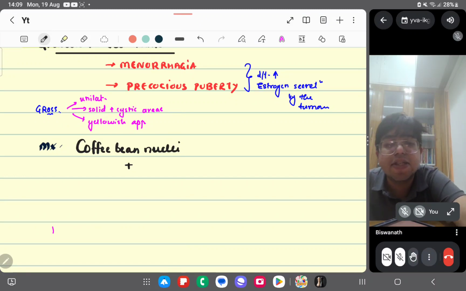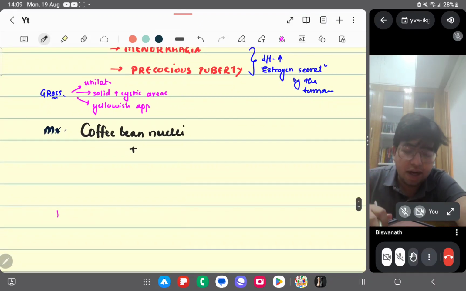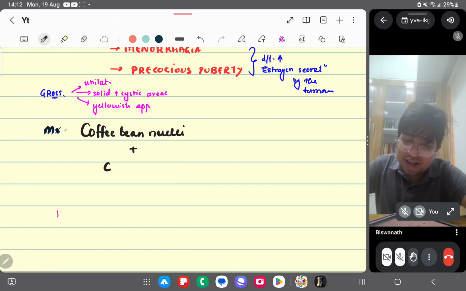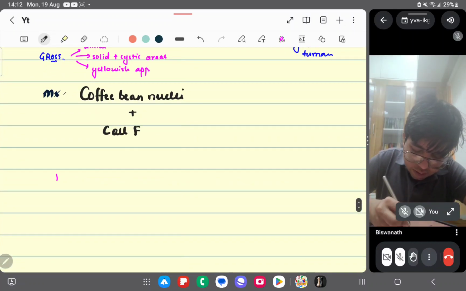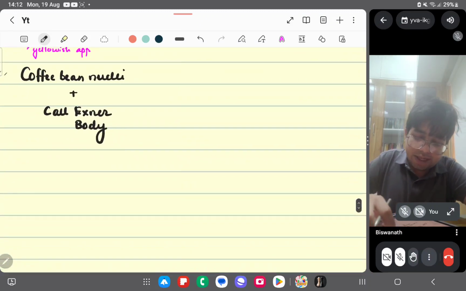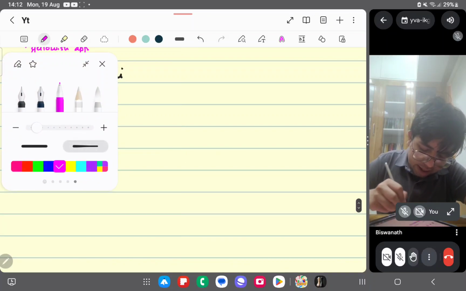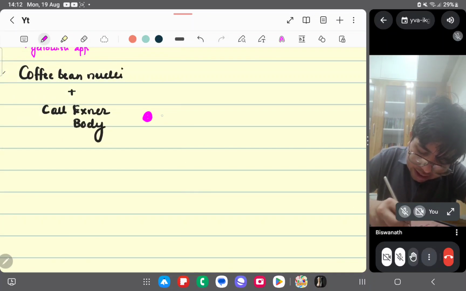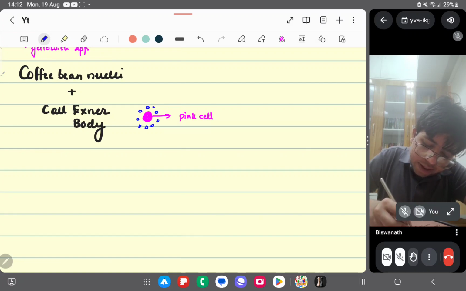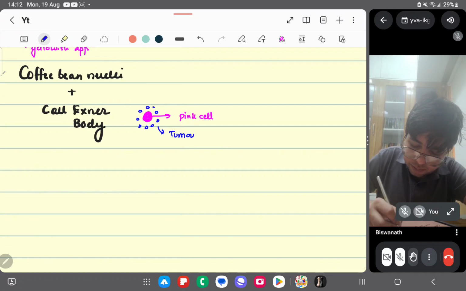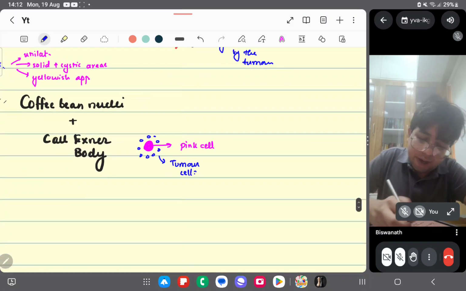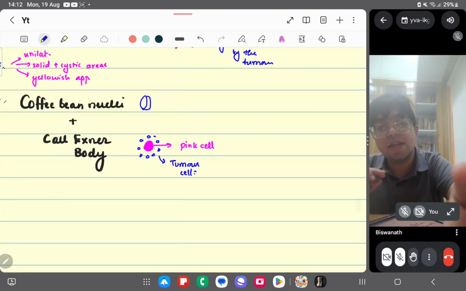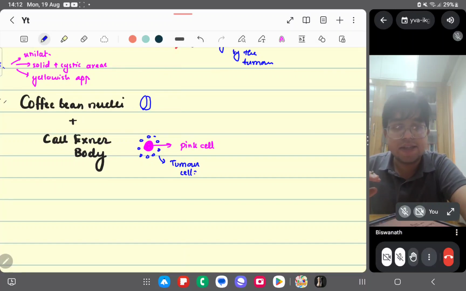plus another thing, which is called the Call-Exner body. I will tell you what the Call-Exner body is, and these are called Call-Exner bodies. So basically, what is a Call-Exner body? We have a pink cell here. In an oncocytic cell, you can consider it a pink cell, and this pink cell is surrounded by the tumor cells. These are the tumor cells. And coffee bean nuclei means the nuclei are shaped like a coffee bean. So these are the important things.